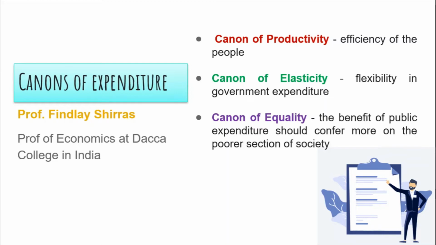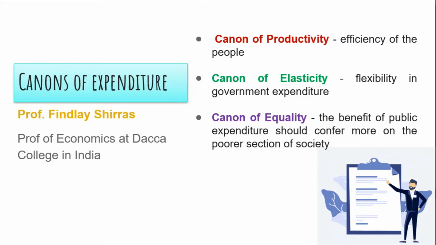Next one is the canon of elasticity. There should be flexibility in government expenditure, like what our government did during the outbreak of COVID-19. The government may be able to change its public expenditure policy with changing conditions. So, it means that public expenditure should increase during periods of emergency and reduce during normalcy.